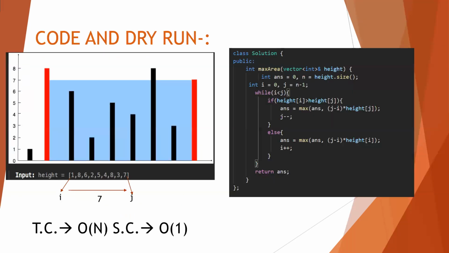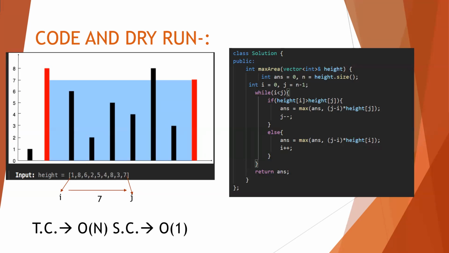Let's see the code and the dry run. The code is very simple as per the algorithm. While i is less than j, we are calculating height of i and height of j. If height of j is smaller, we are considering height as height of j in the area expression and decrementing j. In the else case, we are considering height of i and incrementing i. So in this way, we will be able to get the maximum area available.